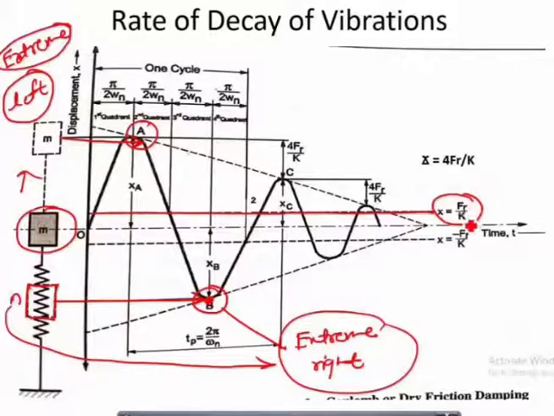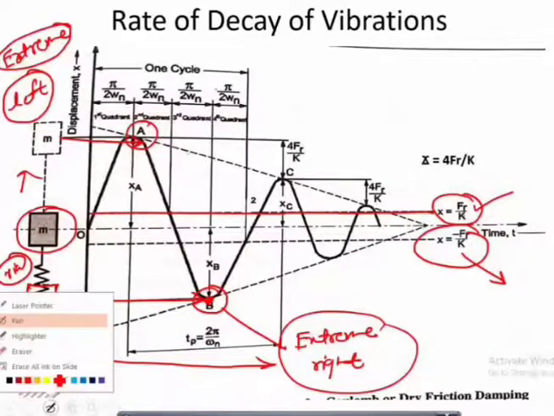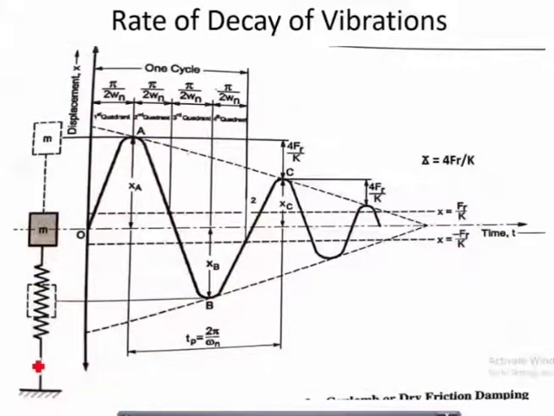Why x is equal to Fr by K? Because for second and third quarter cycle, mass is moving towards the left, and when the mass is moving towards the left, we have already derived x is equal to Fr by K. And for first and fourth quarter cycle, mass is moving towards the right, this is the right position. So here you are getting x is equal to minus Fr by K. I hope you have understood this diagram. This is the extreme right, and this is the extreme left.